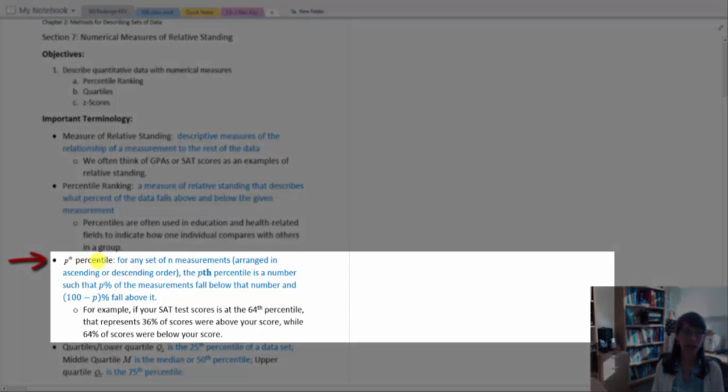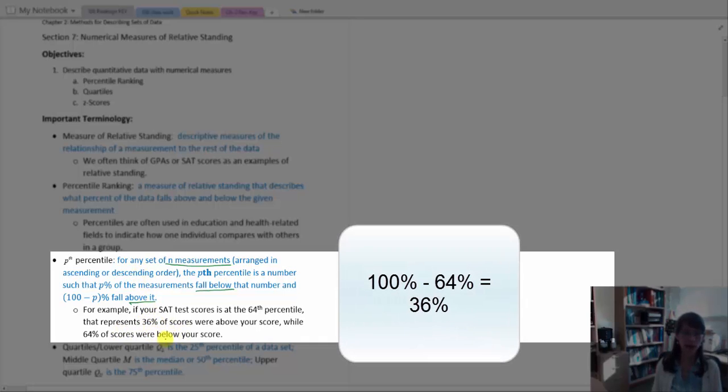The pth percentile for any set of n measurements arranged in ascending or descending order is a number such that p% of the measurements fall below that number and 100 minus p% fall above it. Again, we can use SAT scores as an example. So if your SAT score is at the 64th percentile, that represents 36% of scores were above your score, while 64% of scores were below your score.